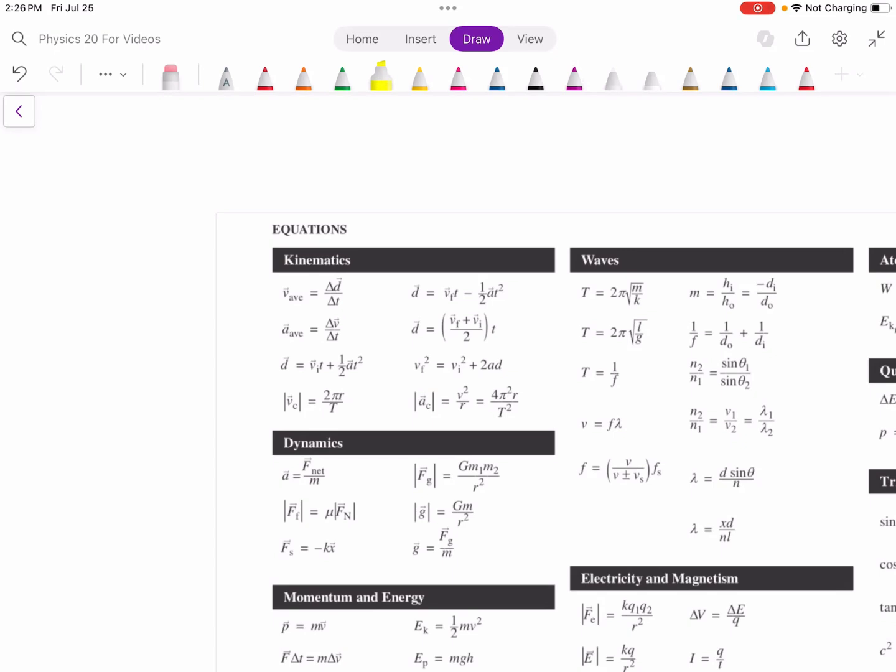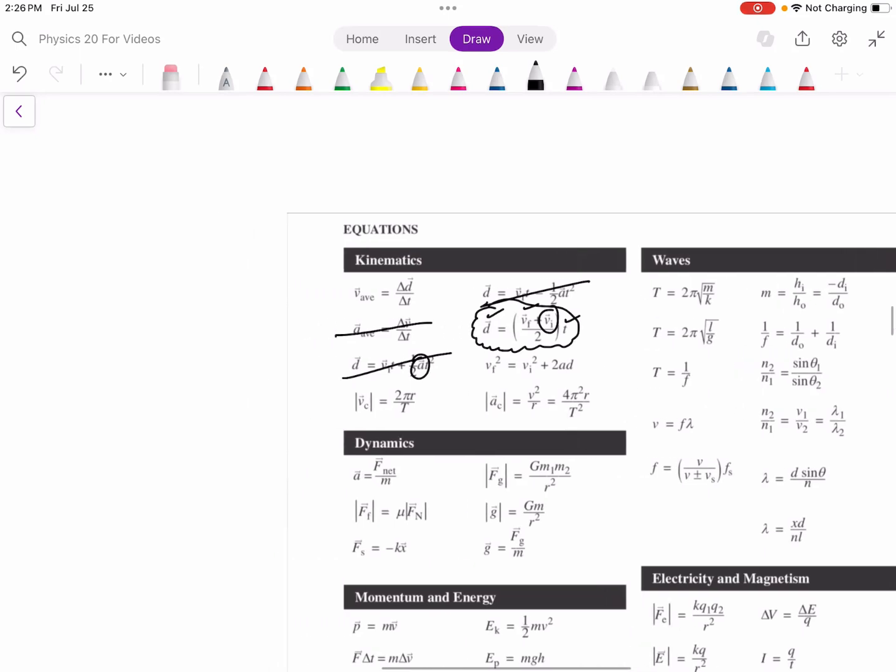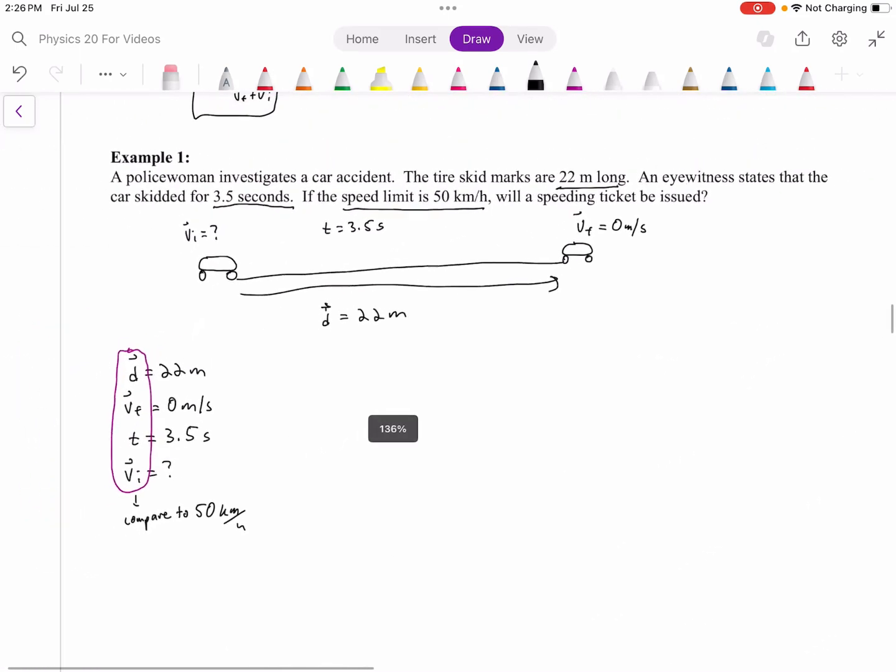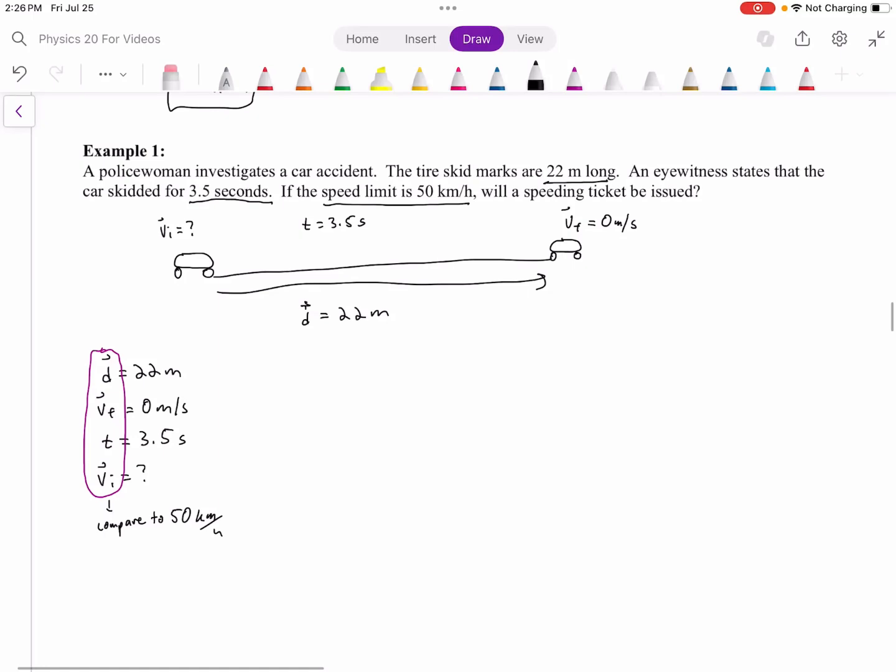And we can see, okay, definitely not this one, that has acceleration. Not this one either, that has acceleration, right? Not this one either, that has acceleration. But this one, hey, we have displacement, we have the final velocity, we want to know the initial velocity, and we know the time. So that equation will work pretty well. Let's write it down and see if we need to do any manipulations.